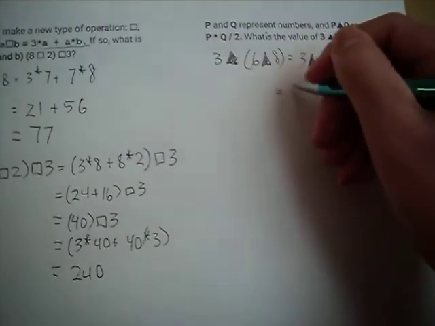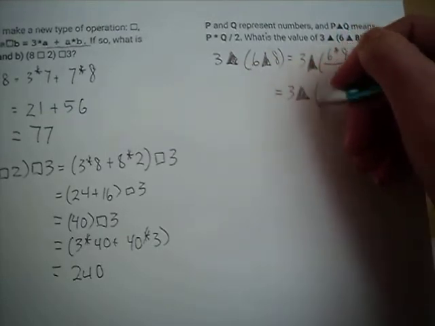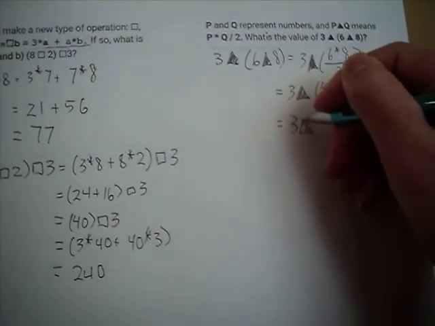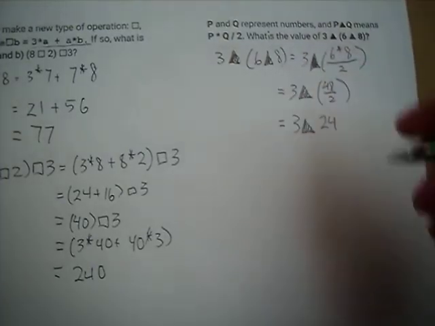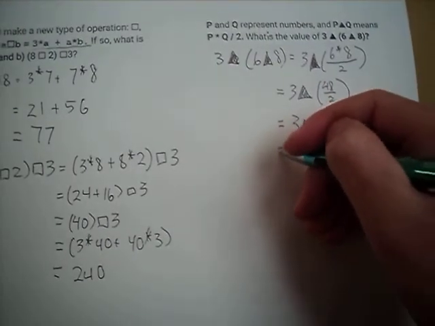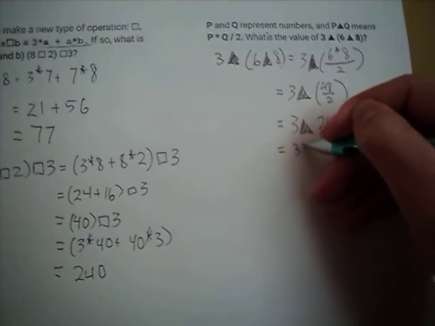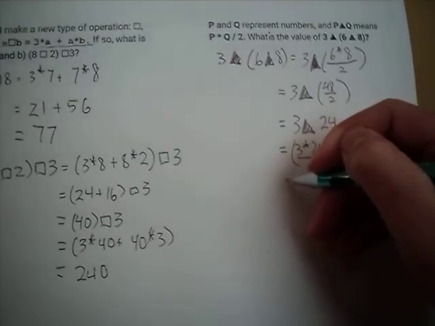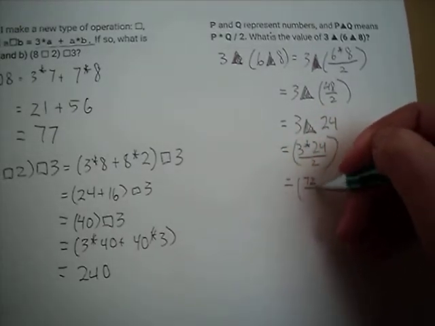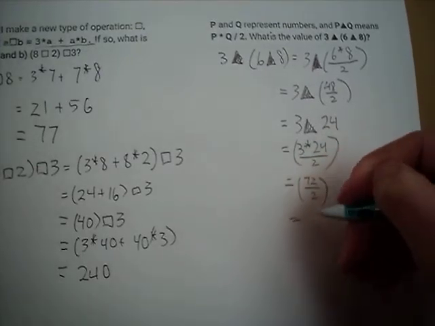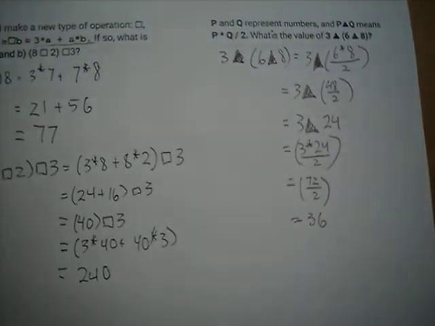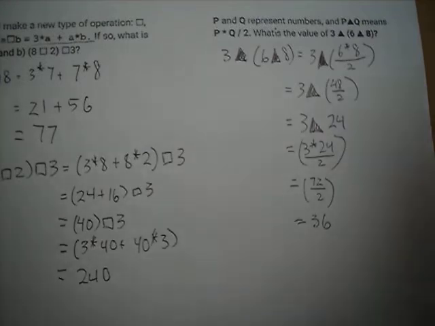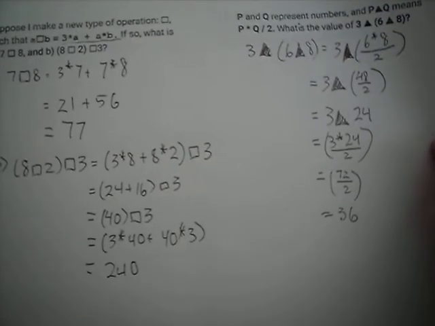And this will give us 3 triangle 48 divided by 2, and that is 24. So now we can see what's P and what's Q. So we go ahead and substitute again. 3 times 24 divided by 2. And that gives us 72 divided by 2, which is equal to 36. And that is our answer, 36. 3 triangle 6 triangle 8 in parentheses is equal to 36. So now we'll move on to our third question.